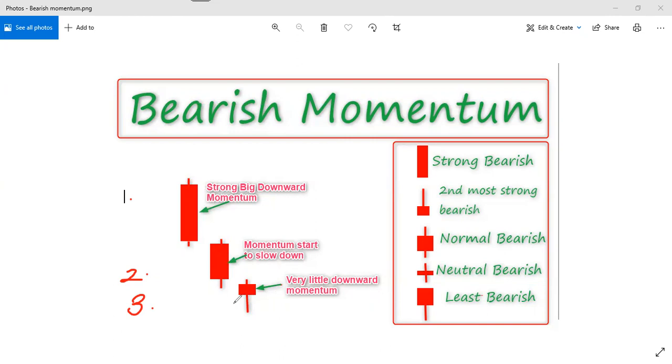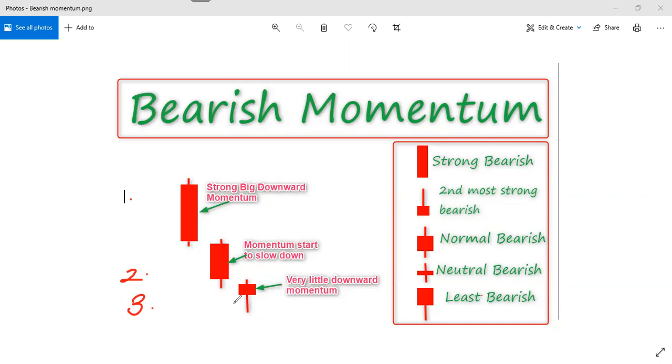So after this, what happens? Very soon there is a change in the trend. This sequence of three things shows us that very soon there is a change in the trend. That may be an uptrend that will start very soon. Those are the signs this bearish momentum gives us.